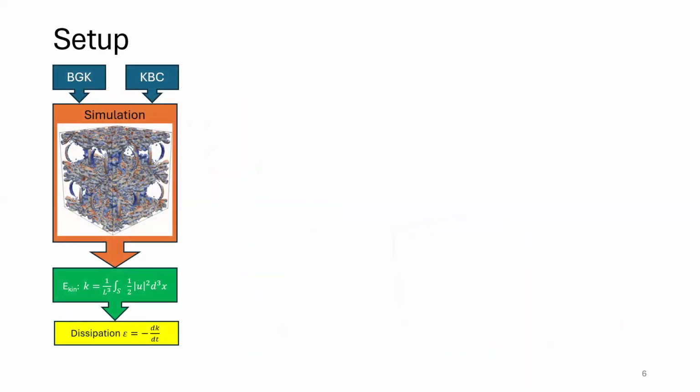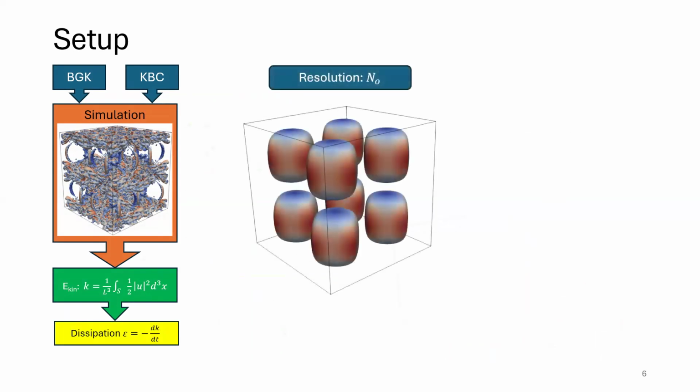So we are going to start with the setup. We used mainly the BGK collision operator and as well the KBC. We're going to see later on why. We simulated the Taylor-Green vortex as a full domain and as a reduced domain. We calculated the kinetic energy. And after that, we calculated the dissipation, which is our reference for comparing with the literature. So to clarify, our full Taylor-Green vortex, we're going to calculate with a resolution N0, which stands for the resolution of the original Taylor-Green vortex.